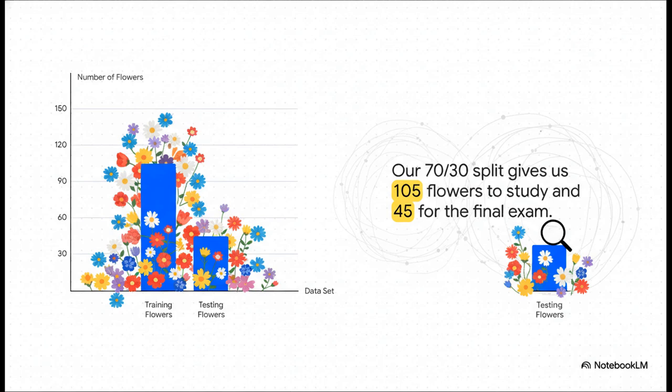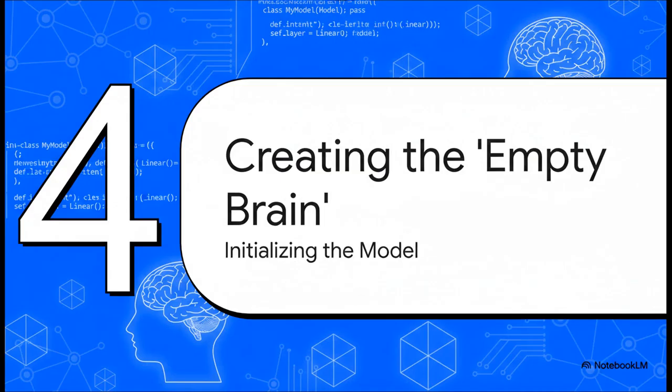Well, it means our model gets a study guide with 105 flowers to pore over and learn from. And then, for its final exam, we're going to hit it with 45 flowers that it has absolutely never seen before. That's a pretty fair test, right? All right, section 4, creating the empty brain.